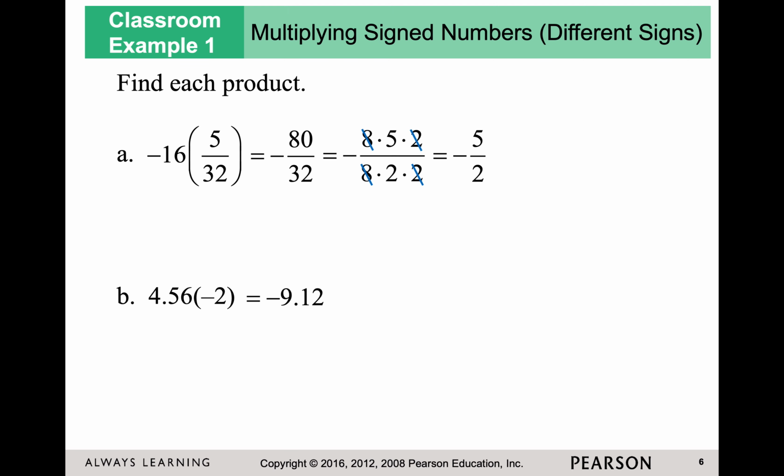In the Web 2.0 calculator, when you go ahead and do the multiplication of the 16 and the 5 over 32, it's going to reduce the fraction for you to negative 5 over 2. So you don't need to worry about doing that manual reducing of fractions. If you're awesome at fractions, definitely consider doing it by hand, but Web 2.0 will take care of that for you.